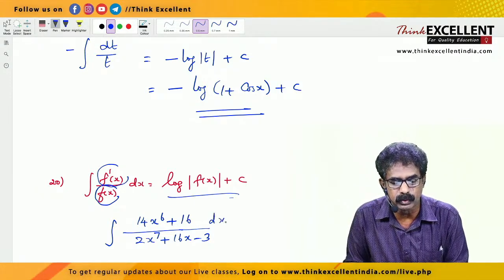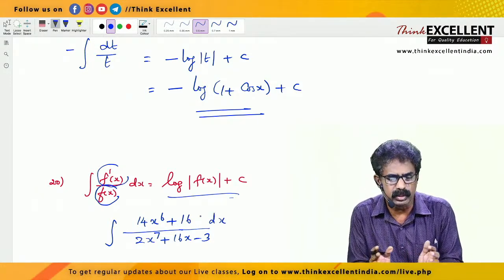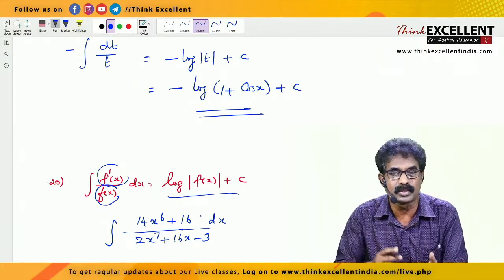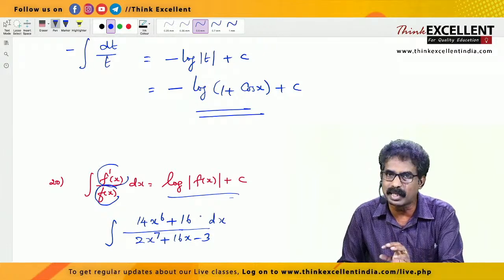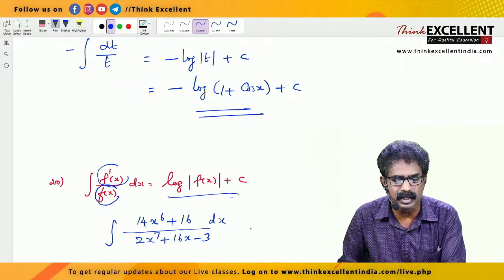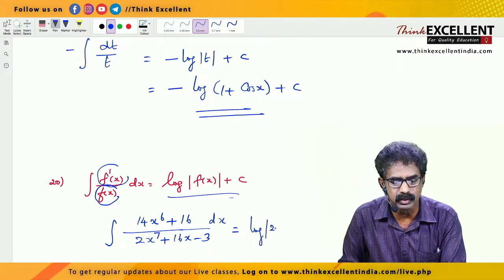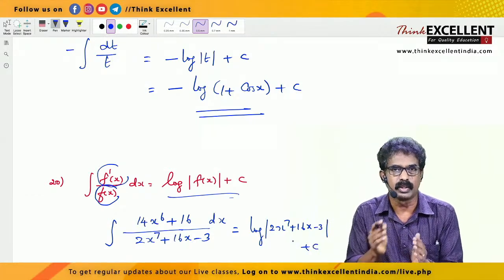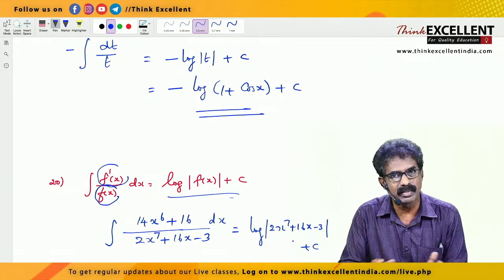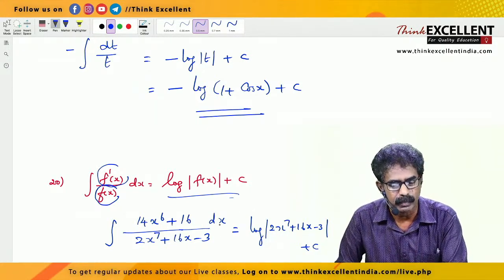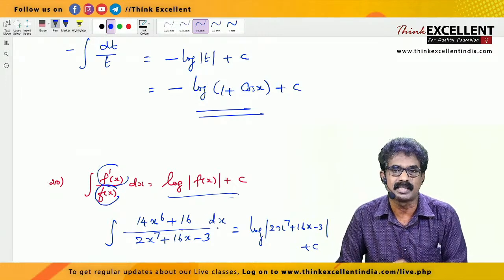If such a question is given, no need to be afraid. When we see the question, what do we think? x raised to 7, x raised to 6, how to do it? But it is very simple: the derivative of the denominator is in the numerator. So in a single step you can write your answer. Your answer is log of the denominator, 2x raised to 7 plus 16x minus 3, plus c. Like that you can write. That's the use of this one. So integral f dash x by f x, your answer is log of f x. So this is the first formula. Next one, a small difference. Look at the next formula.